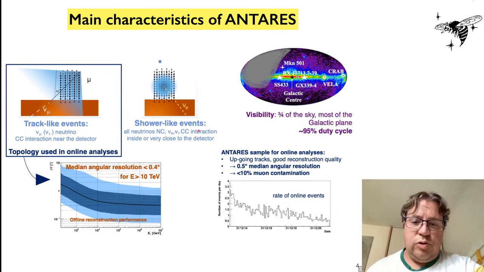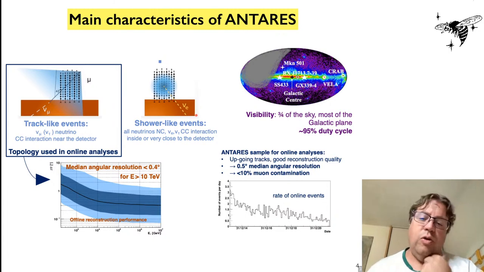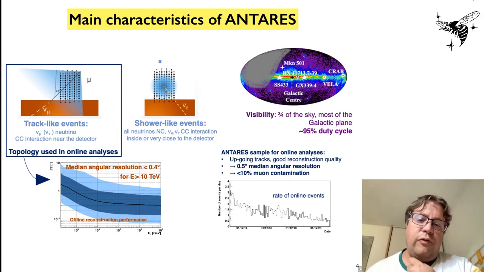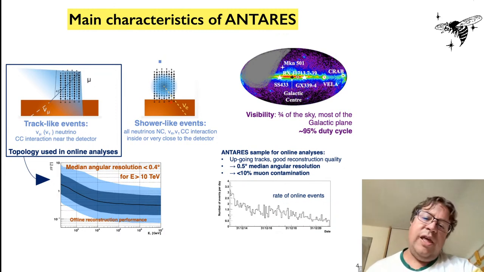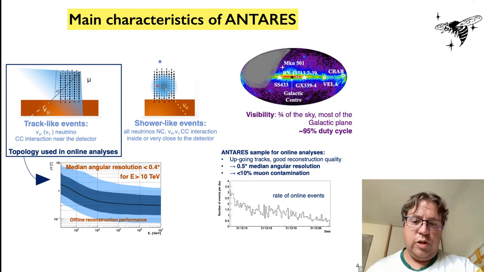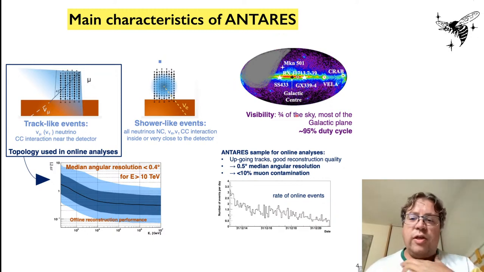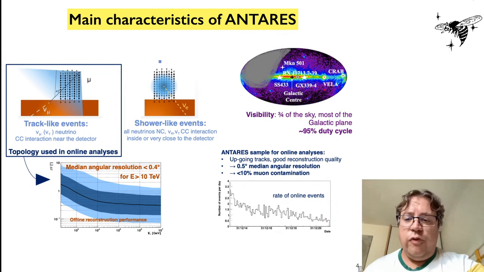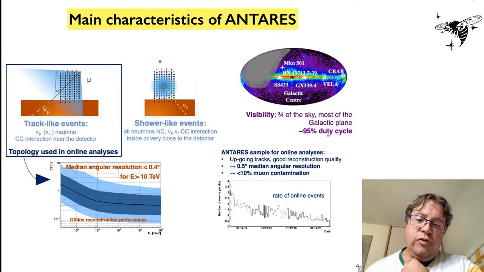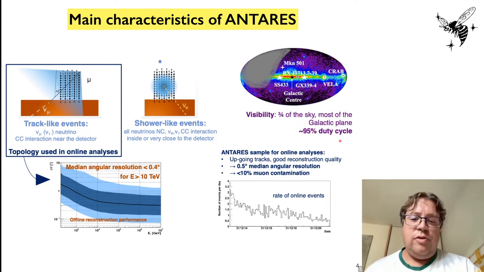You also have the shower-like topology, with electron neutrinos, tau neutrinos, and all the neutral current events, which produce a little ellipse, with a bit less resolution, but even in water it is okay. ANTARES is located in the northern hemisphere, but it looks at the southern sky, mainly at the galactic plane. Due to the Earth's rotation, it can cover 75% of the sky. The duty cycle of this kind of neutrino telescope, which you can make run most of the time, is around 95%.